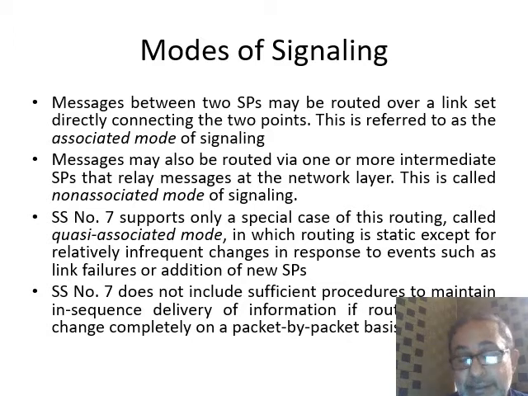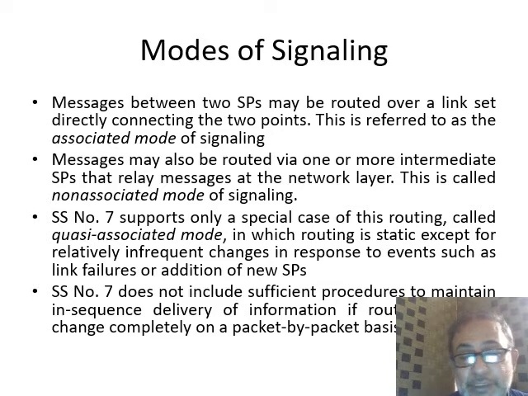The signaling system number 7 is basically the quasi-associated mode, in which the routing is normally static, it does not change, it only changes in case of link failures or addition of new signaling points. Only in that case the change of routing takes place, and that's why it is called a quasi-associated mode.